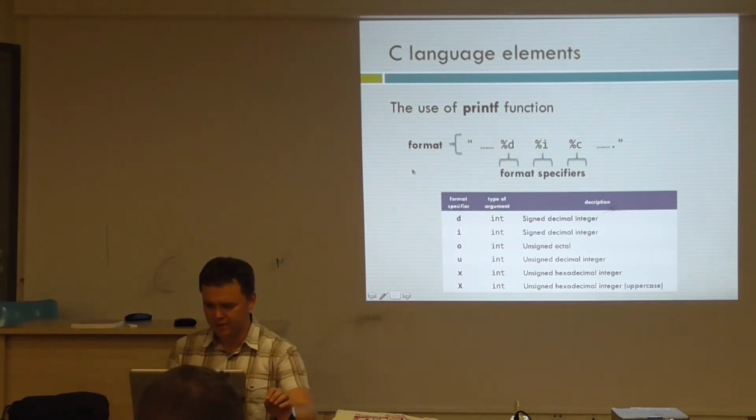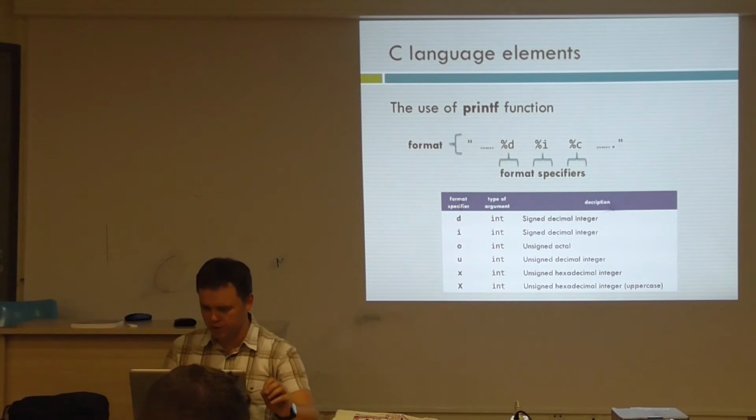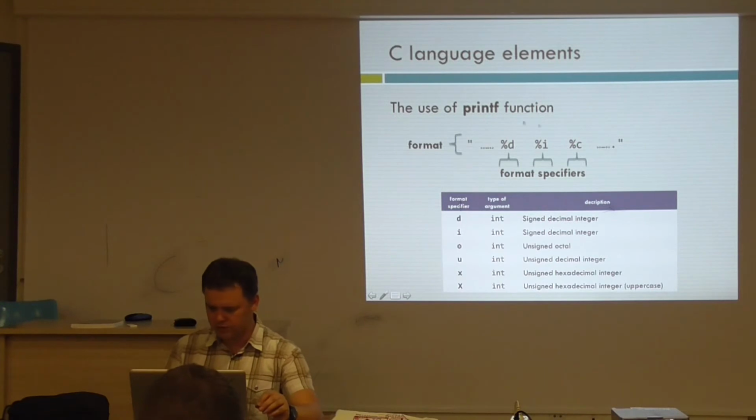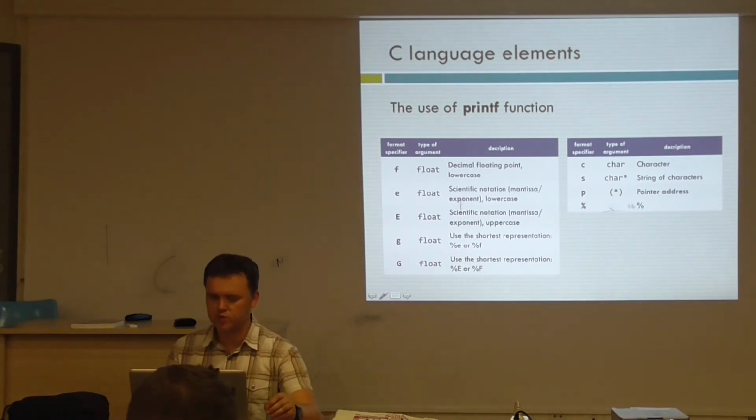Of course, it is much better to use documentation, so I will show you how to do that. So d is integer, i is also signed decimal integer, o is unsigned octal. I can distribute this slide also if you are interested, because maybe we don't have enough time to describe this whole list. Okay, and there are others for floats. But of course, sometimes we want to see the address, so we can use p for pointer.